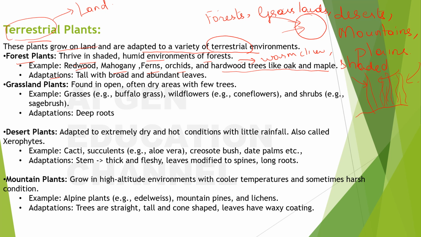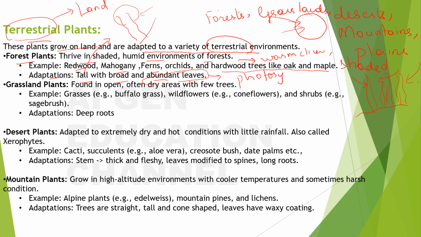The most common type of adaptation that can be found among the forest plants is tall with broad and abundant leaves. Why is it that? It's because tall plants, why will you find tall plants? It's because they have to get the sunlight, right? In order to reach the sunlight, the plants tend to grow taller and taller. Okay, and how about these abundant leaves, right? Because they have to go for the photosynthesis, right?